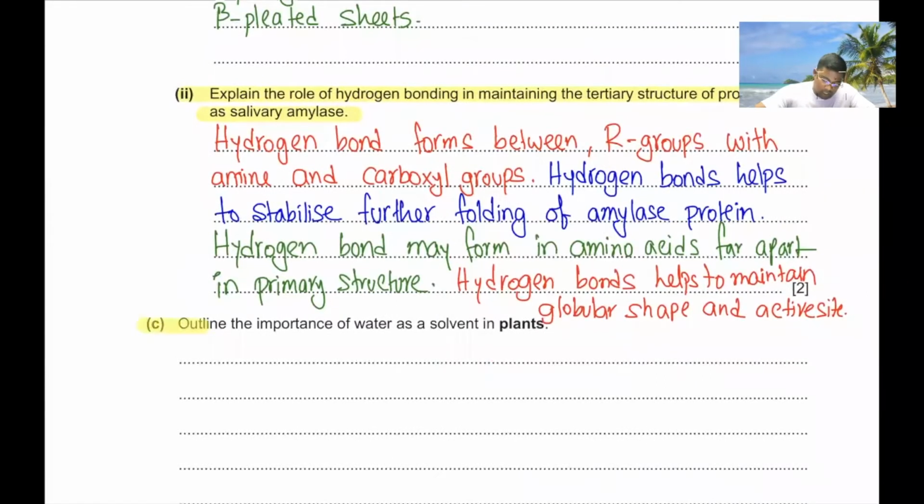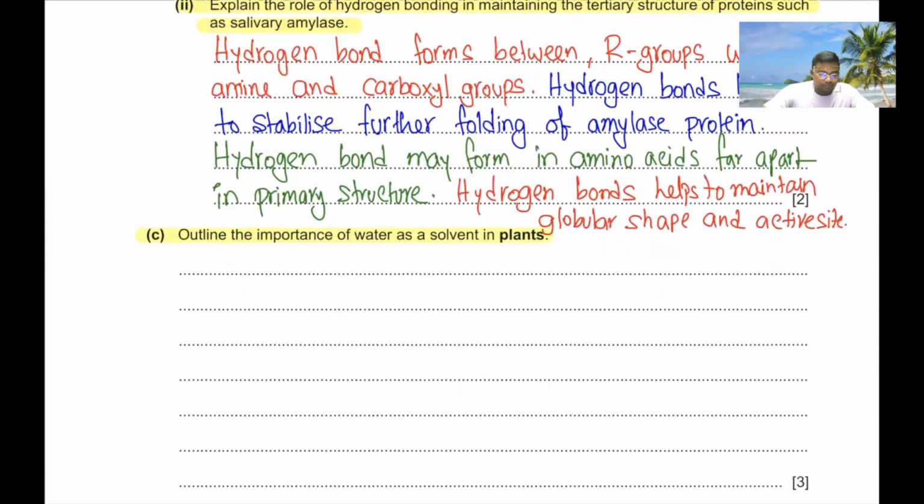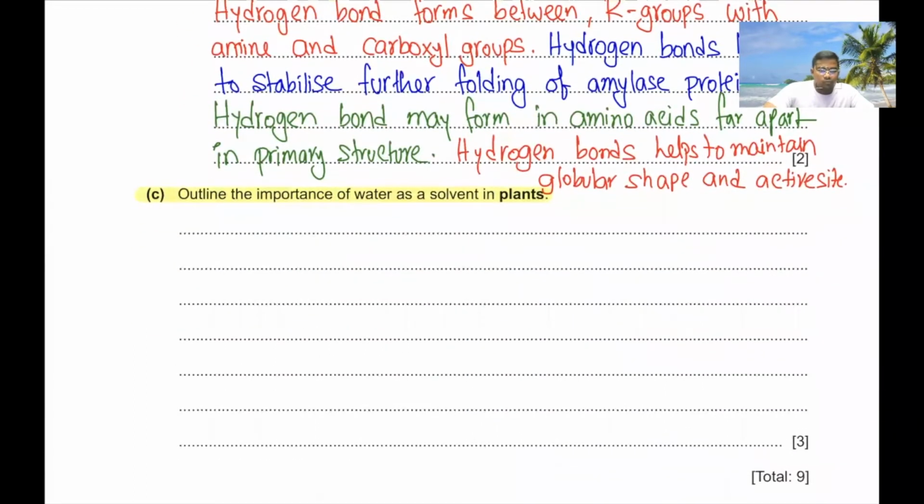Question C, outline the importance of water as a solvent in plants. Water dissolves mineral salts, ions and sugars. Mineral ions such as nitrate, phosphate, and potassium are carried dissolved in xylem. Metabolic reactions occur in water. Water dissolves carbon dioxide and oxygen needed for respiration and photosynthesis.